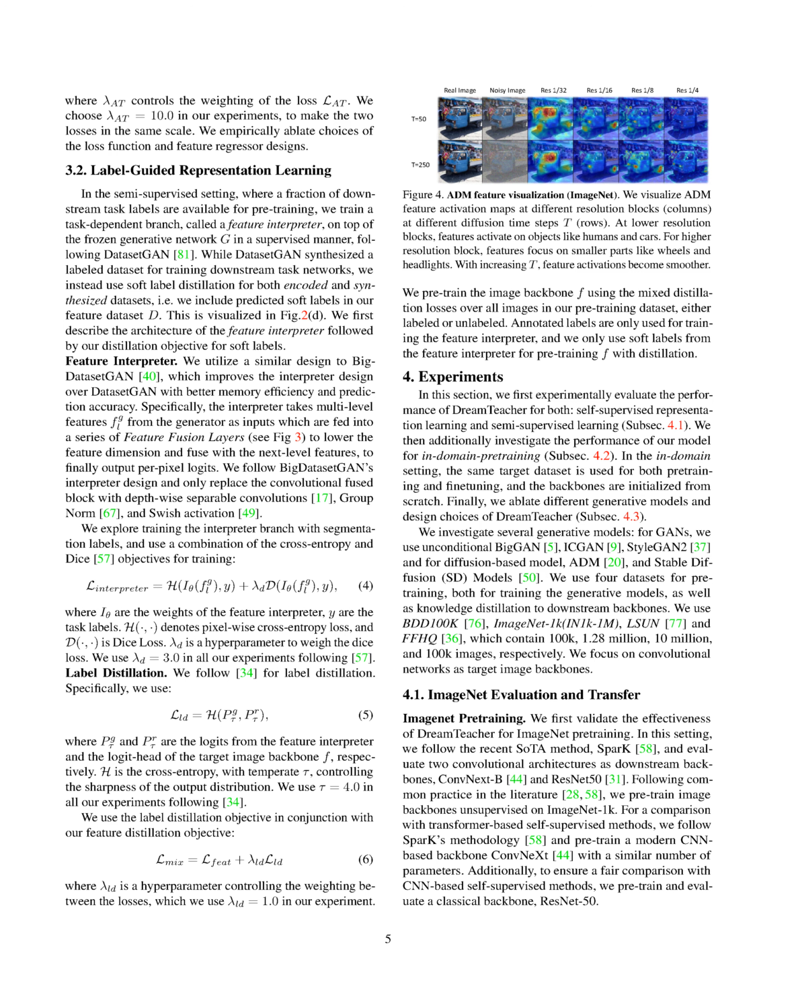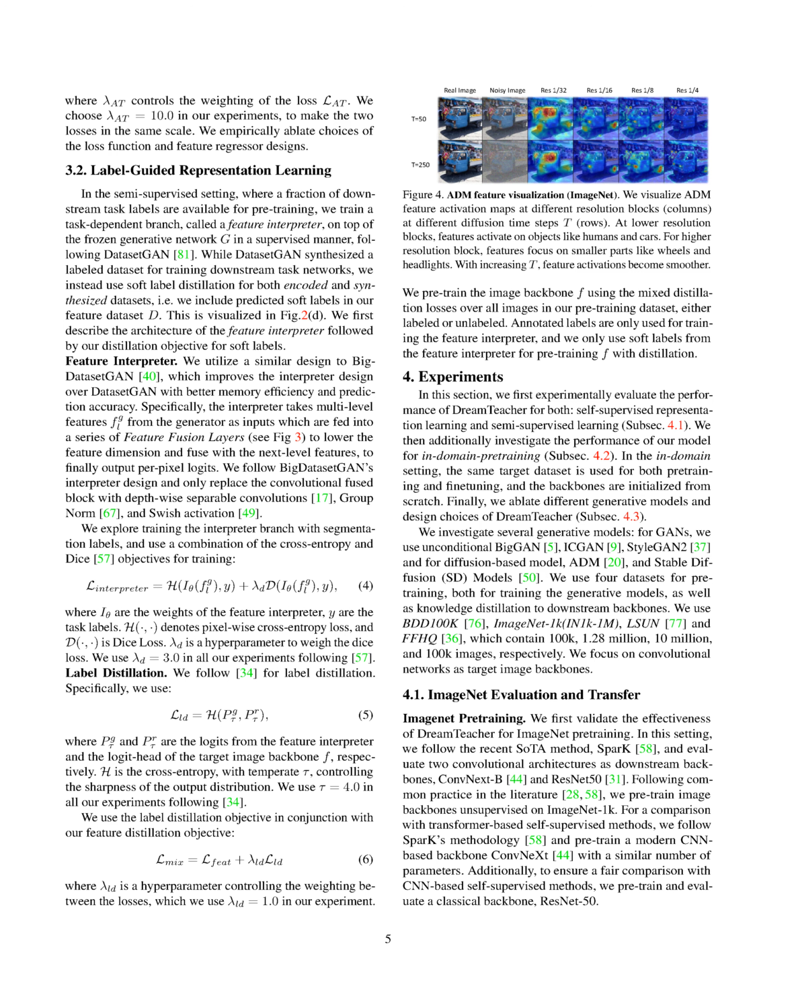In the semi-supervised setting, we train a task-dependent branch called a feature interpreter on top of a frozen generative network. We use soft label distillation for both encoded and synthesized datasets, and the feature interpreter takes multi-level features from the generator as inputs to output per pixel logits. We train the interpreter branch with segmentation labels using a combination of cross-entropy and dice objectives, and we use label distillation in conjunction with feature distillation for pre-training the image backbone.